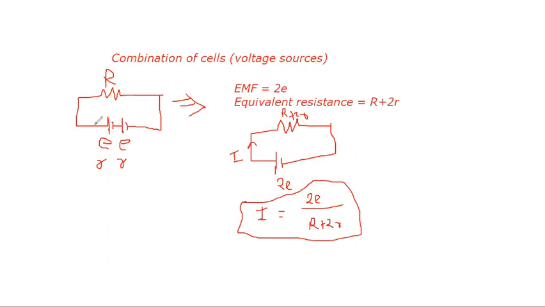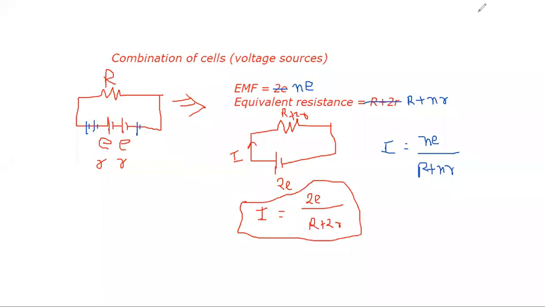Now instead of 2, there may be n number of batteries or cells connected in series, right? If n cells are connected, each having E and r as their EMF and internal resistance respectively, then instead of 2E it will become nE, since there are n cells, and the equivalent resistance, instead of R plus 2r, will become R plus n into small r, right? So your I will become nE by R plus nr. Is this clear? Yes, sir.